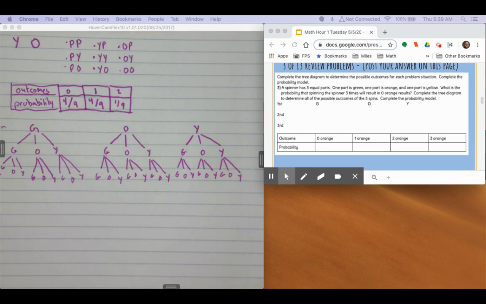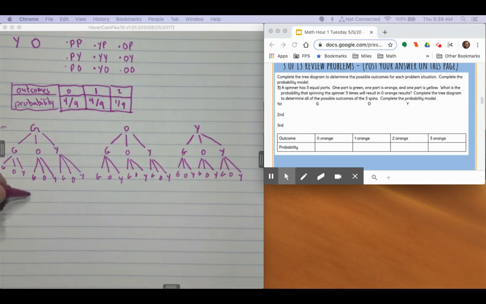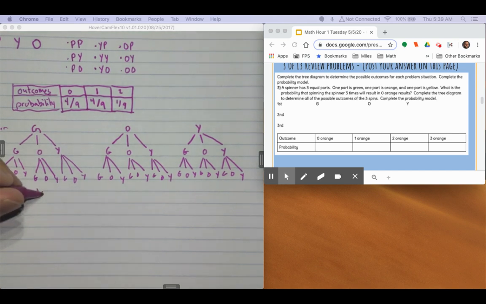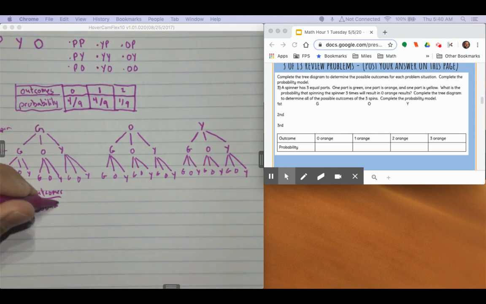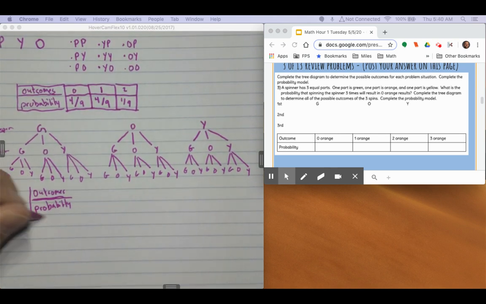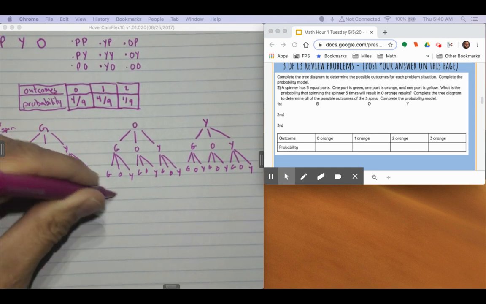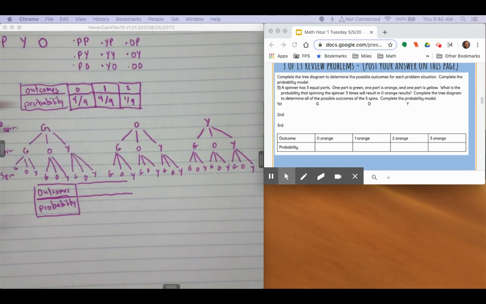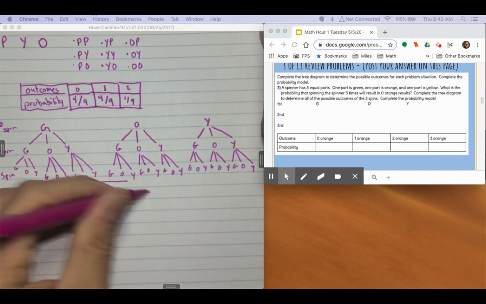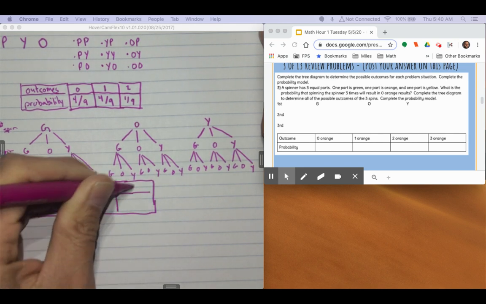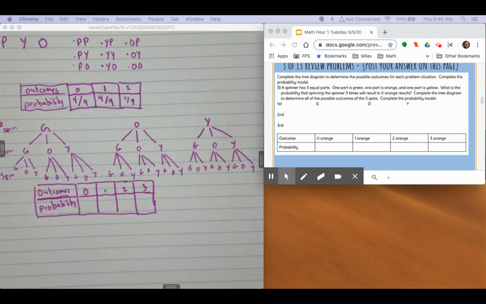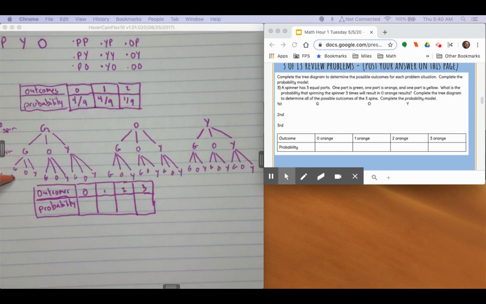So now I can make my probability model of 0, 1, 2, or 3 oranges. And so now I just kind of have to go through. Maybe using a different color might help me. And so I'm looking for oranges. So I kind of go down the tree branches.